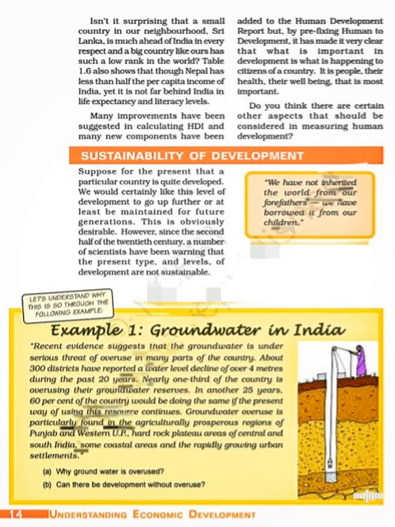But a number of scientists have been warning that the present type and levels of development are not sustainable. Now on the same page 14, an example is given of the groundwater in India. Recent evidence suggests that the groundwater is under serious threat of overuse in many parts of our country. So this is a serious issue, students. Nearly 1/3 of the country is overusing its groundwater resources. Now groundwater overuse is particularly found in the agriculturally prosperous regions of Punjab, UP, South India, Central India and some coastal areas and urban settlements also.